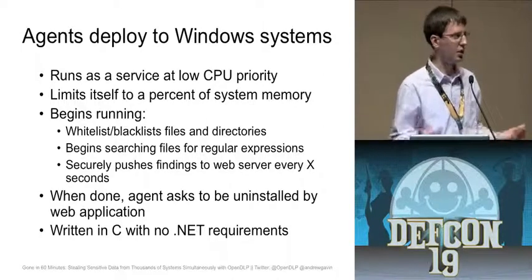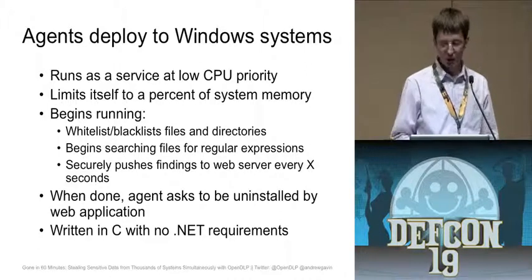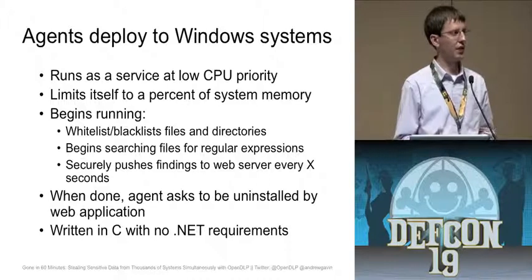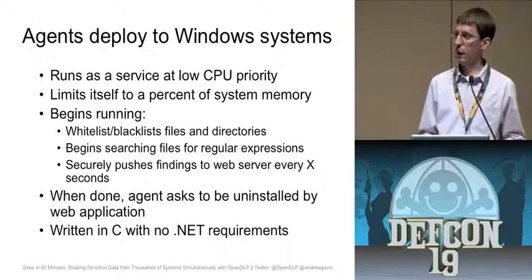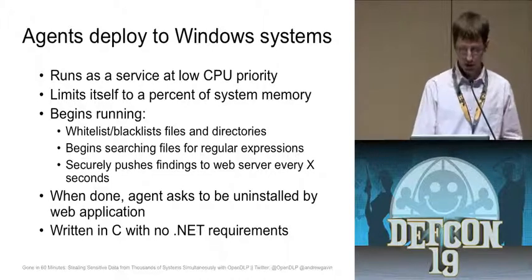So like 10% of system memory or 20% or whatever you decide to use. Finally, when it's done, it's going to go through the whitelist and blacklist and scan the resulting files. Then every so often it's going to ping back to your web app with results, and it'll give little status updates and stuff.